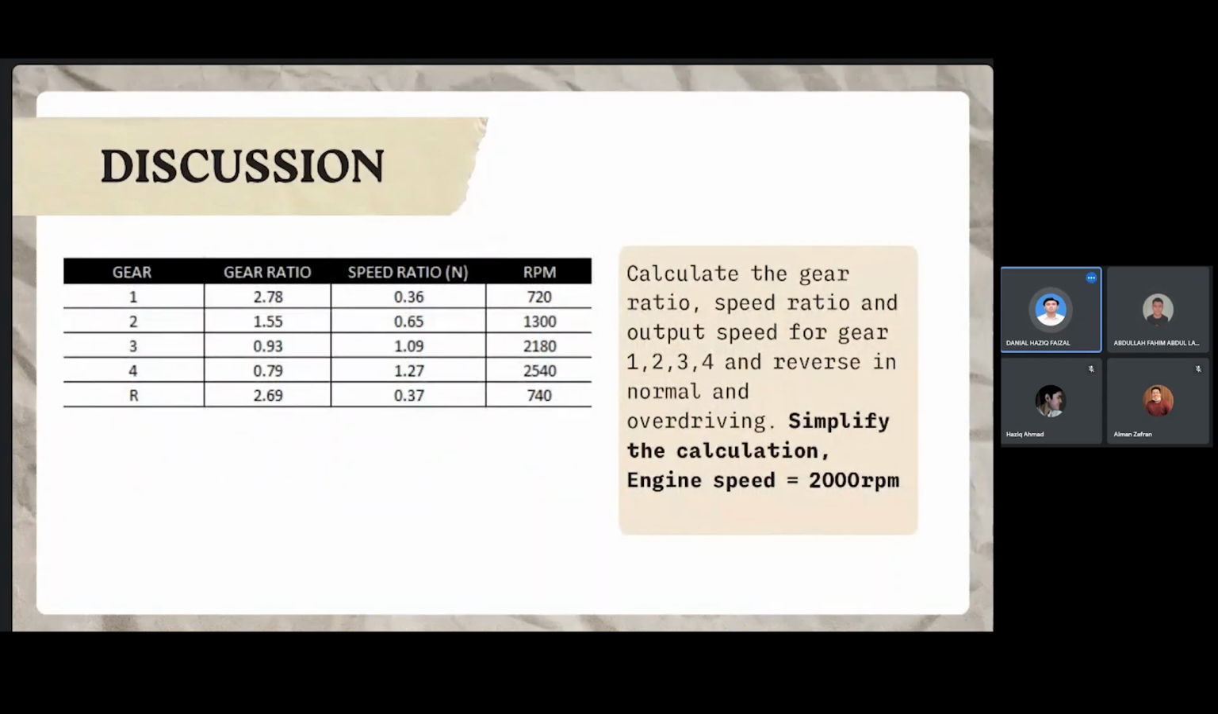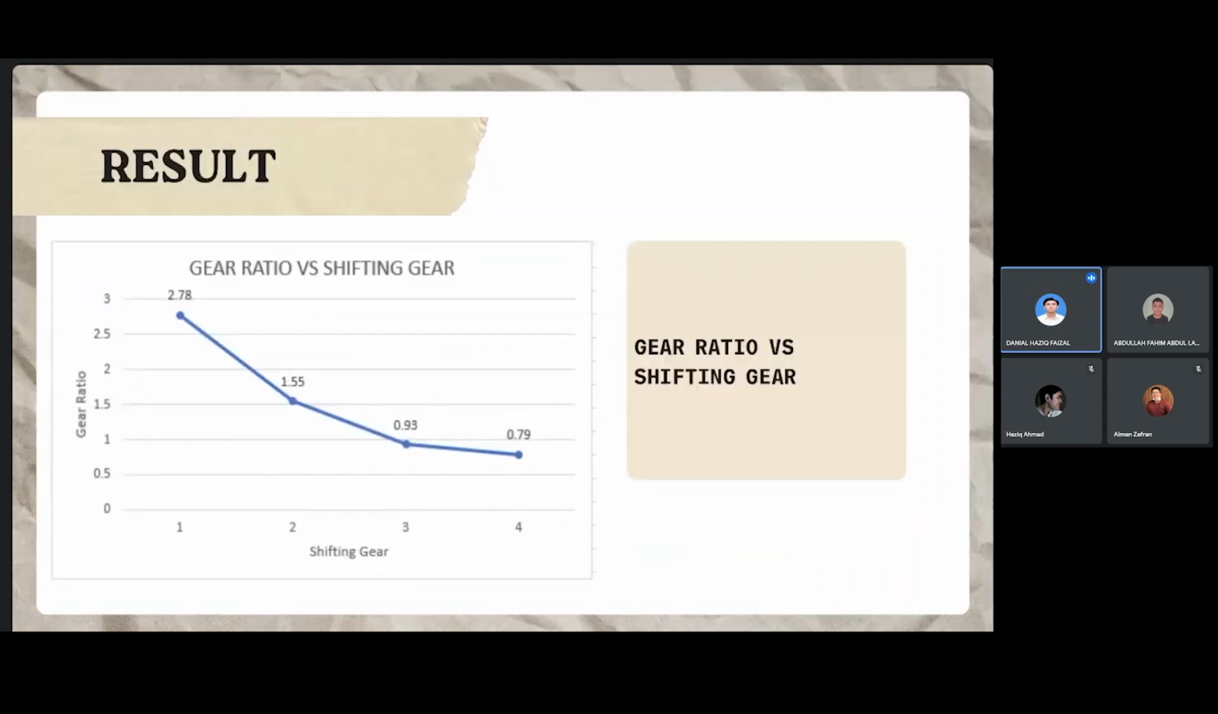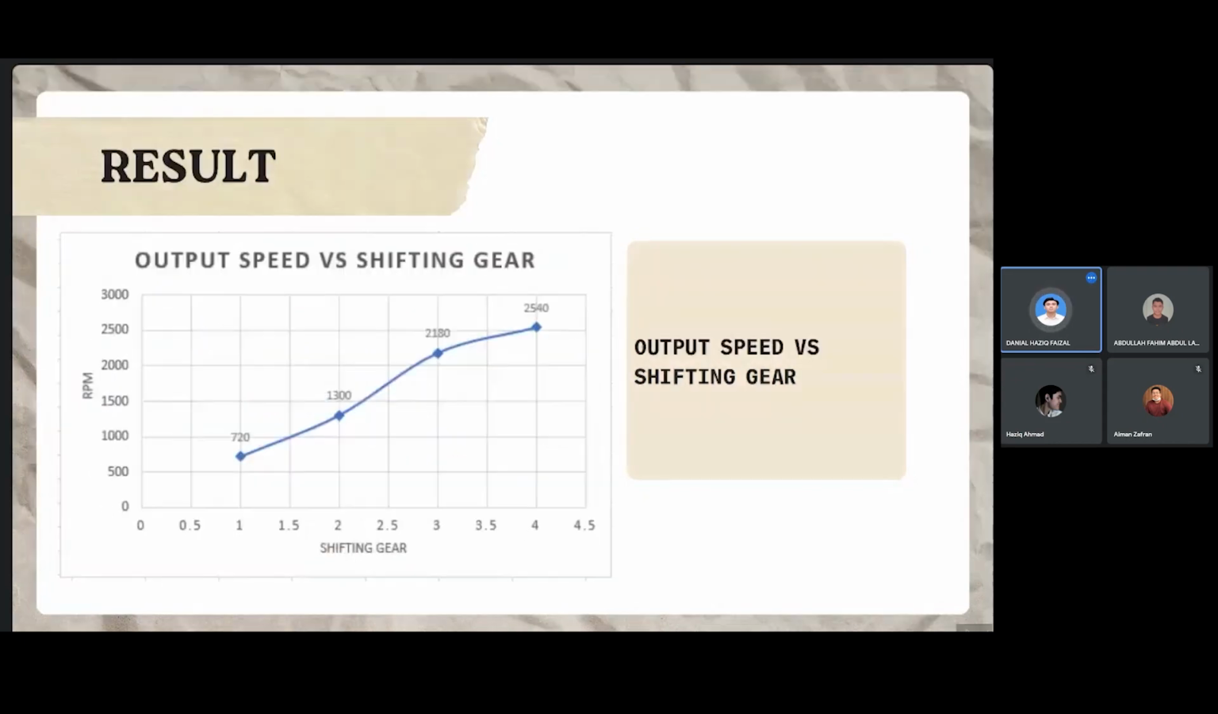For this discussion, we calculate the gear ratio and output for gear 1, 2, 3, 4, and reverse in normal and overdriving. To simplify the calculation, engine speed is equal to 2000 rpm. For the result, this is gear ratio versus shifting gear. And then this is the graph of output speed versus shifting gear.